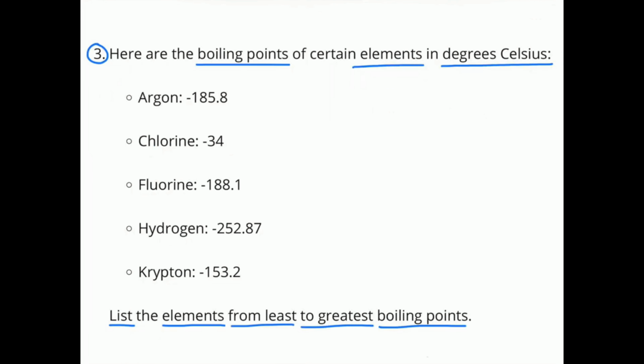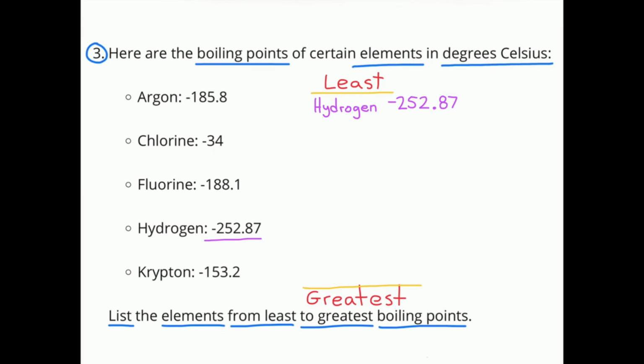Number 3. Here are the boiling points of certain elements in degrees Celsius. List the elements from least to greatest boiling points. I'm going to list it with the least boiling point at the top and the greatest boiling point at the bottom. You could do it from left to right if you want. The smallest number on this list belongs to hydrogen. Its boiling point is at negative 252 and 87 hundredths. So I'm going to put that at the top for my lowest boiling point.